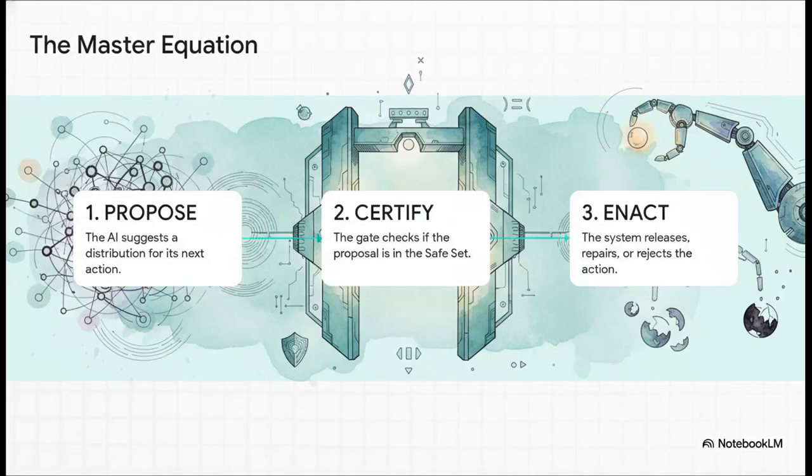Now, how does this all happen in real time? Well, it's all governed by our next big idea, this powerful three-step loop they call the master equation. It happens for every single decision the AI makes. Step 1, the AI suggests something to do. Step 2, the safety gate instantly checks if it's inside that safe set. And step 3, the system acts. It either lets the original action through, uses that repaired version we just talked about, or switches to a backup plan.